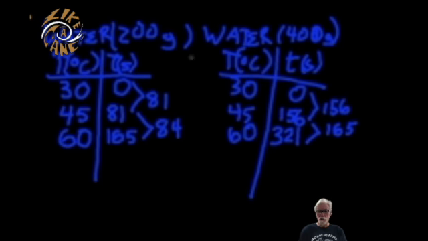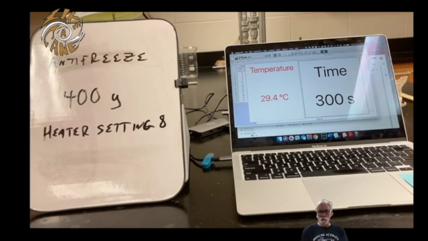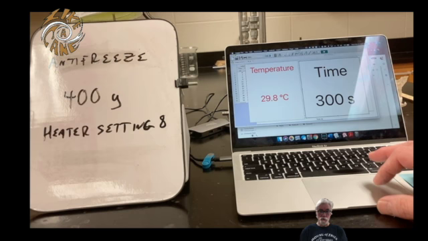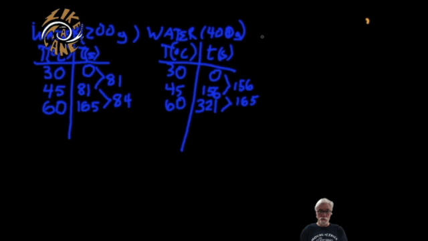The other thing that we see is it's also proportional to mass, because when we doubled the mass, we also had to double the time. Now we're going to do the experiment again, only we're going to use a different substance, antifreeze.